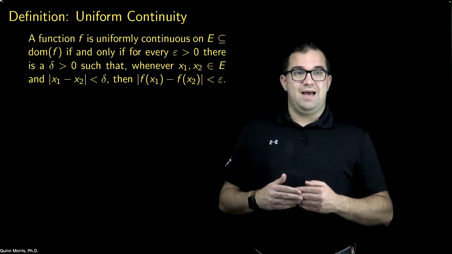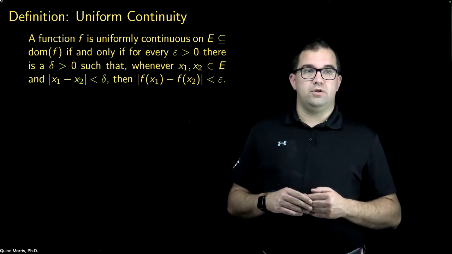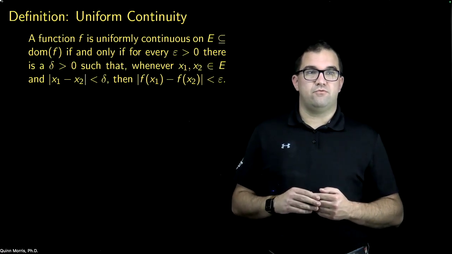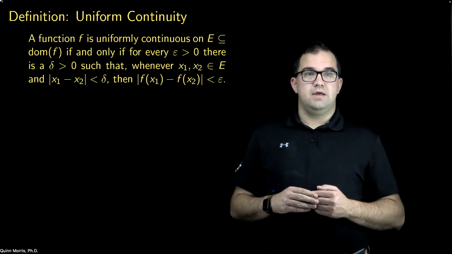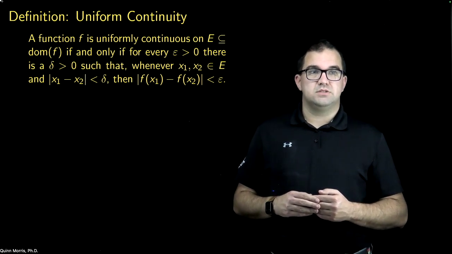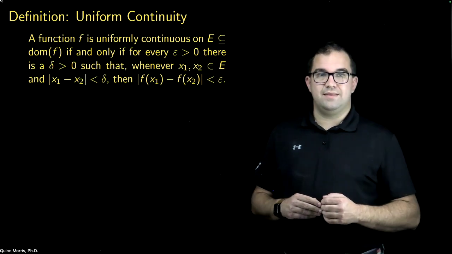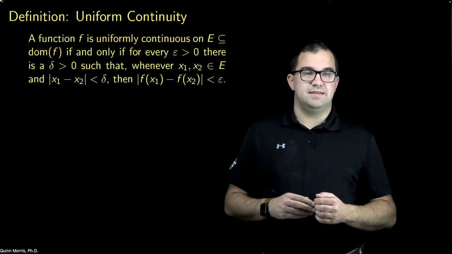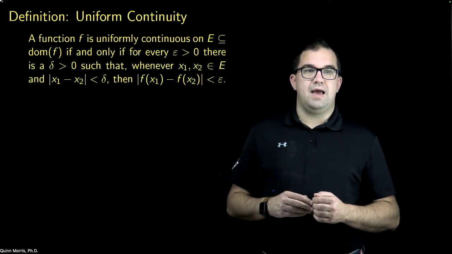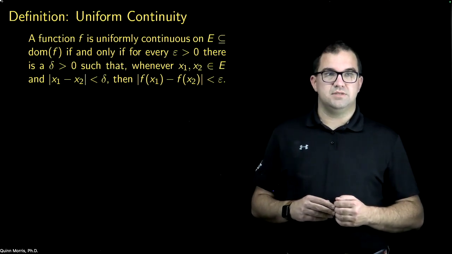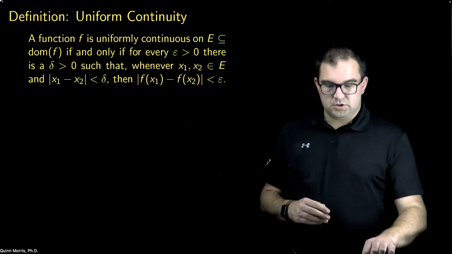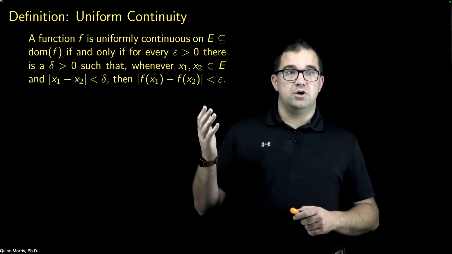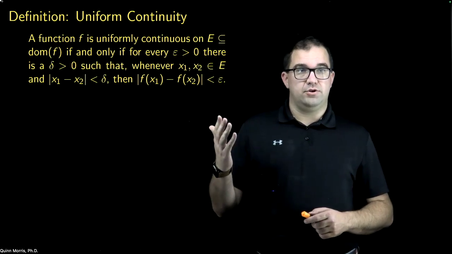So we say that a function f is uniformly continuous on E, where E is a subset of the domain of f, if and only if, for every epsilon greater than 0, there is a delta greater than 0, such that whenever x1 and x2 are in the set E, and the distance between x1 and x2 is less than delta, then the distance between f of x1 and f of x2 must be less than epsilon. So let's first examine this definition and think about how it differs from our usual definition of continuity.